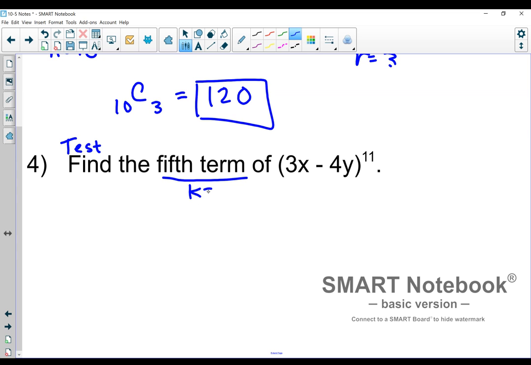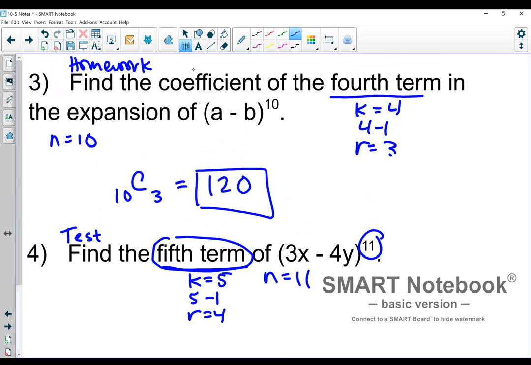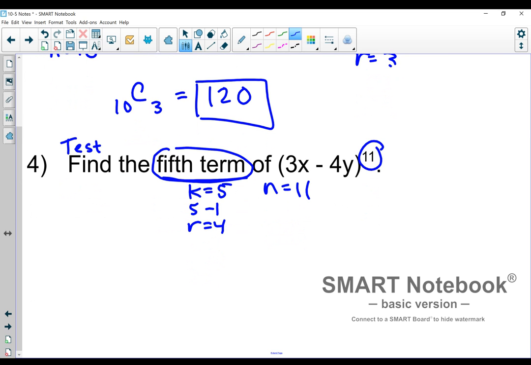Fifth term means that k equals 5, and so 5 minus 1 would mean our r is 4. And then this is 11, so n equals 11. And this time, I'm trying to find the entire fifth term. So on that first one, we stopped. We only found our coefficient. That's the way it's going to be in the homework. On your test, I'm going to want you to find that entire term.